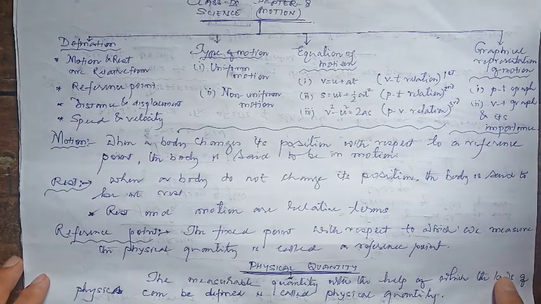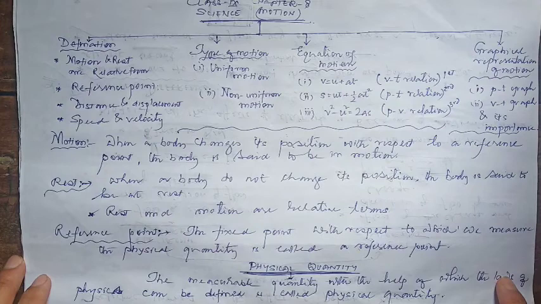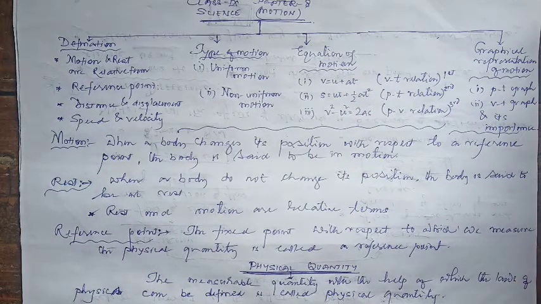Hello students, this is class 9 science, chapter 8. The name of the chapter is motion. Students, in this chapter we'll be discussing motion. So here is a brief overview of the lesson that we will be discussing throughout the chapter.